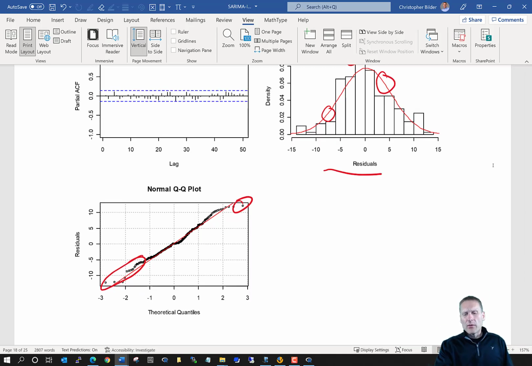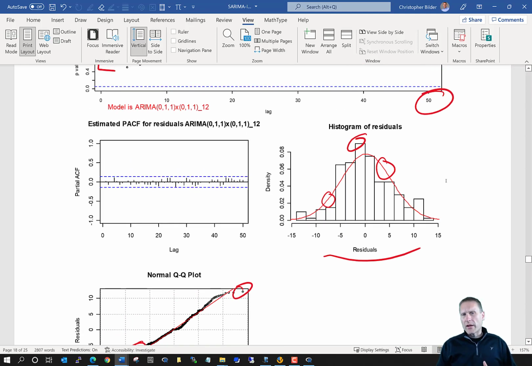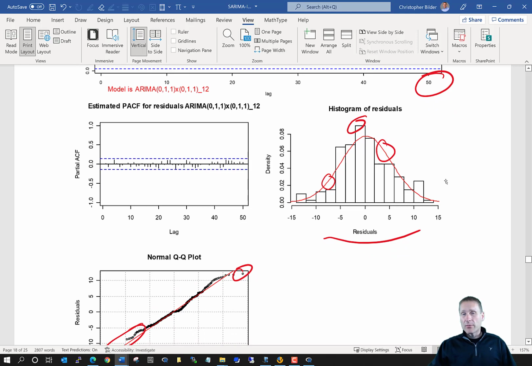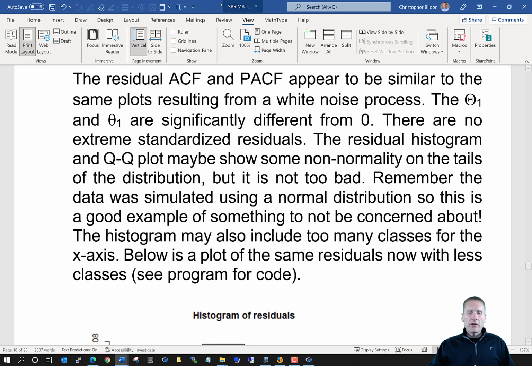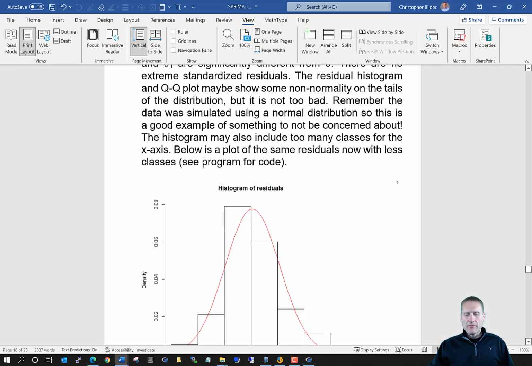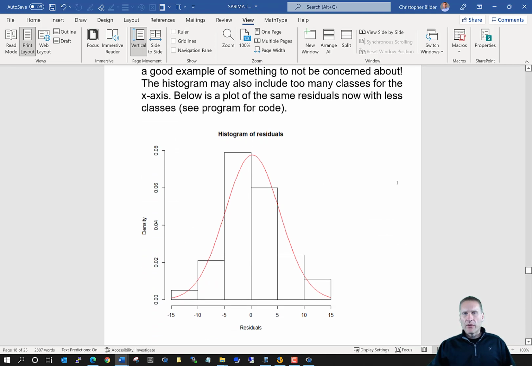I think with respect to the histogram, part of this deviation from the red line is that perhaps we have too many classes, meaning too many bars on this histogram for this corresponding sample size to get really a good picture of normality. Compare this to the previous plot, where we had a lot fewer bars. And so, what one could do is actually redo the histogram of the residuals using a fewer number of classes. And that's what I did here.